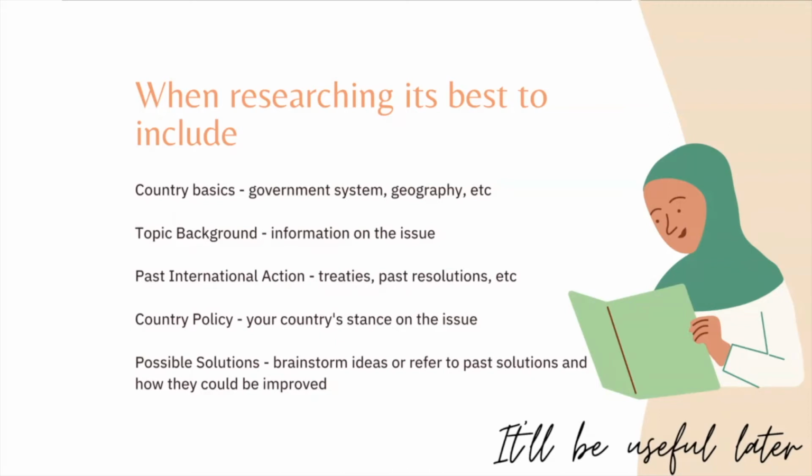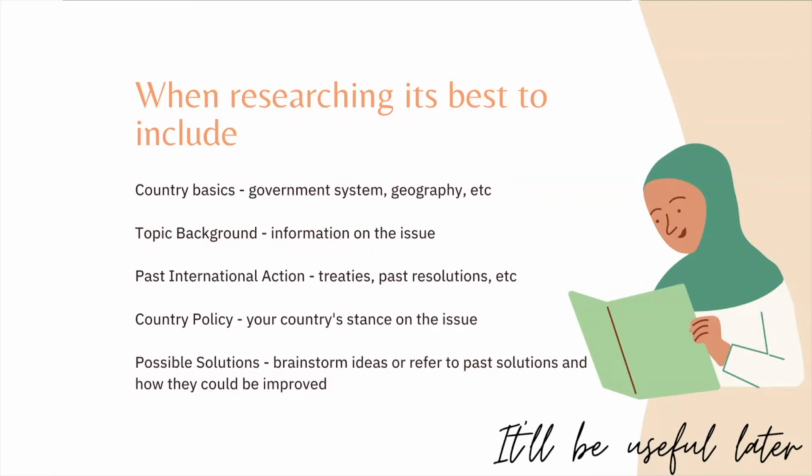The next aspect of what to include in your research is past international action. This pertains to what the United Nations or the international community has already done about the topic at hand. Since the ultimate goal of an MUN debate is to formulate a list of solutions for the topic, you want to make sure that the solutions you come up with are as effective as possible. By examining past international action, this will allow you to understand what solutions have previously been implemented and whether or not they have been successful. Past international action can come in the form of UN resolutions, treaties, or actions carried out by relevant NGOs.